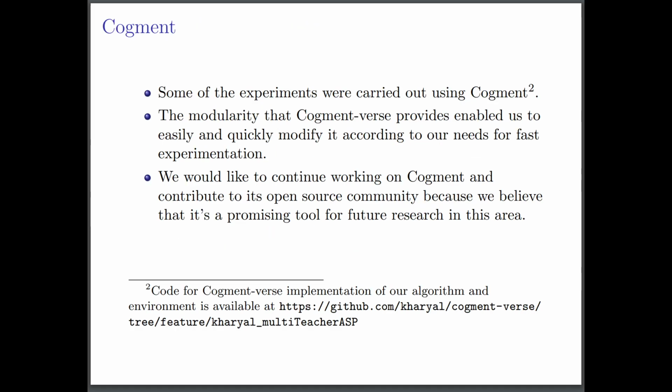We carried out some of our experiments using the Cogment framework. In our experience, the modularity that Cogment provides enabled us to easily and quickly modify it according to our needs for fast experimentation. We would like to continue working on Cogment and contribute to its open source community, as we believe that it's a promising tool for future research in this area. The code for the Cogmentverse implementation is available at the given link.